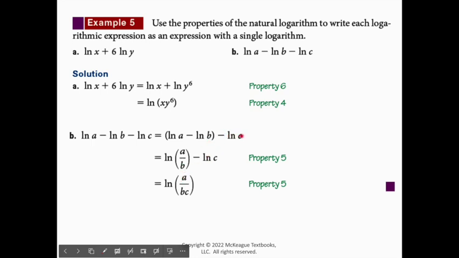And then we carry down the minus natural log of C, and then we can repeat the quotient rule one more time because I have two logarithms separated by a subtraction sign. The C, because this is the second term, is going to go in the denominator. So now I have the natural log of A divided by B times C all in the denominator. To this expanded form, we just condensed it into one term.